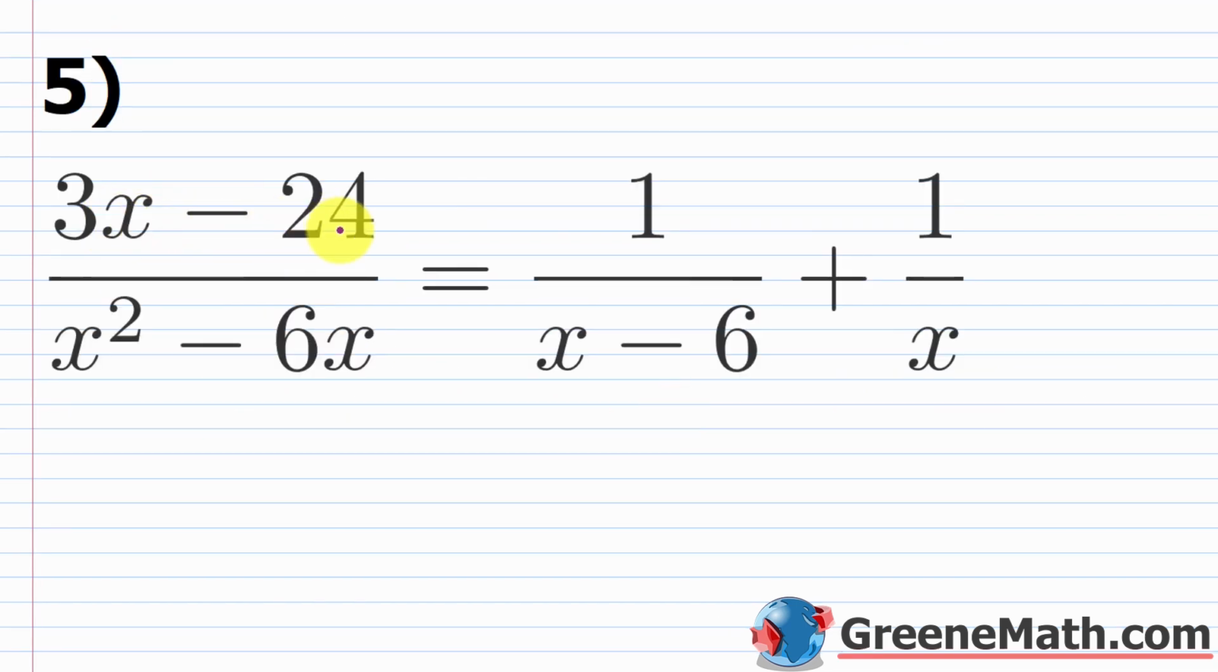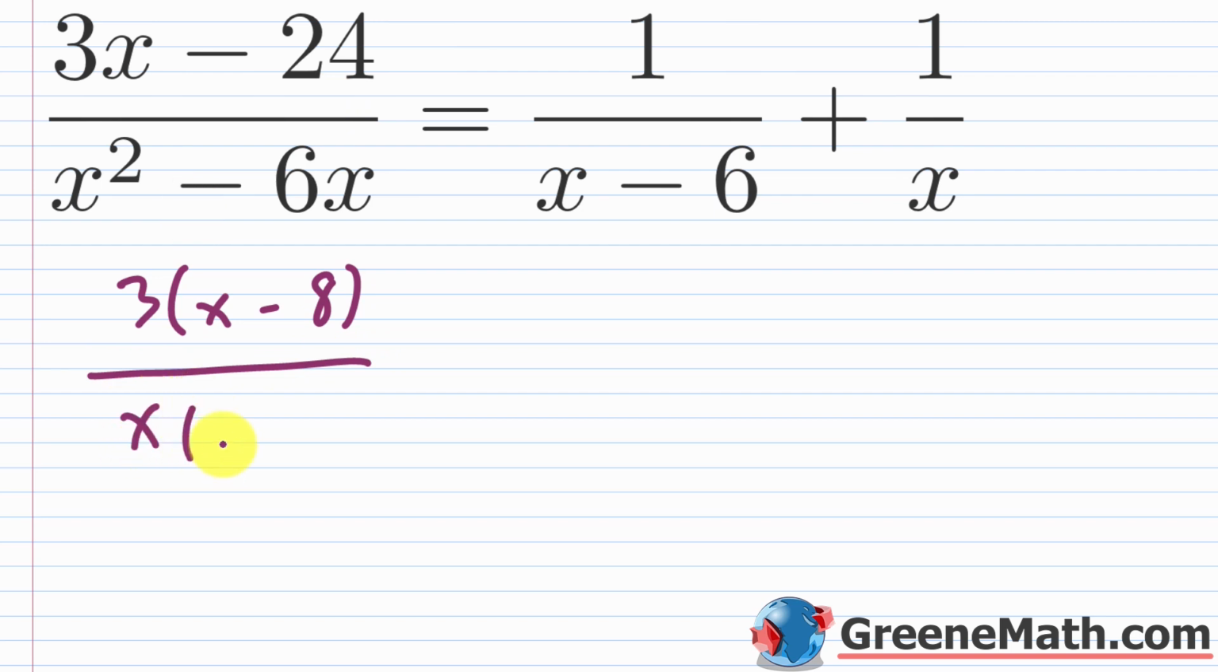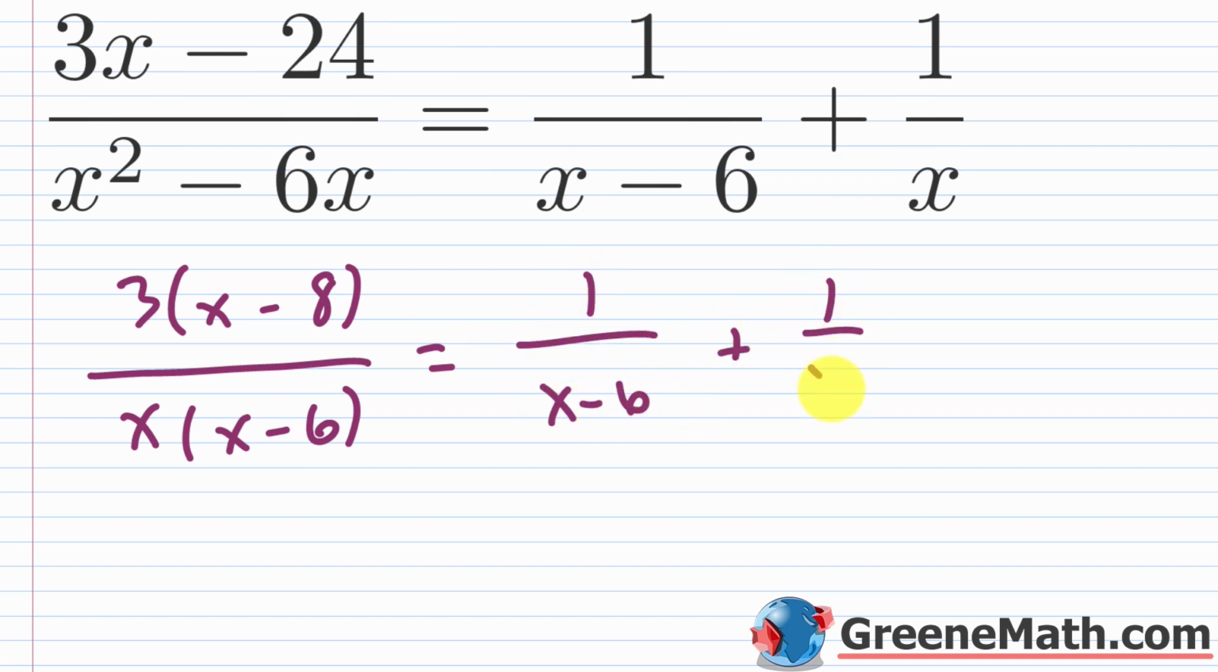So we have 3x minus 24 over x squared minus 6x. This is equal to 1 over x minus 6, plus 1 over x. So what I'm going to do is just write this as 3 times the quantity x minus 8. I'm just going to factor the numerator just in case something cancels. Then this is over x times the quantity x minus 6. Now, it turns out nothing's going to cancel, but I'm just going to keep it in factored form. That's the way I like it. Then this equals 1 over x minus 6, plus 1 over x. Okay, what is the LCD here?